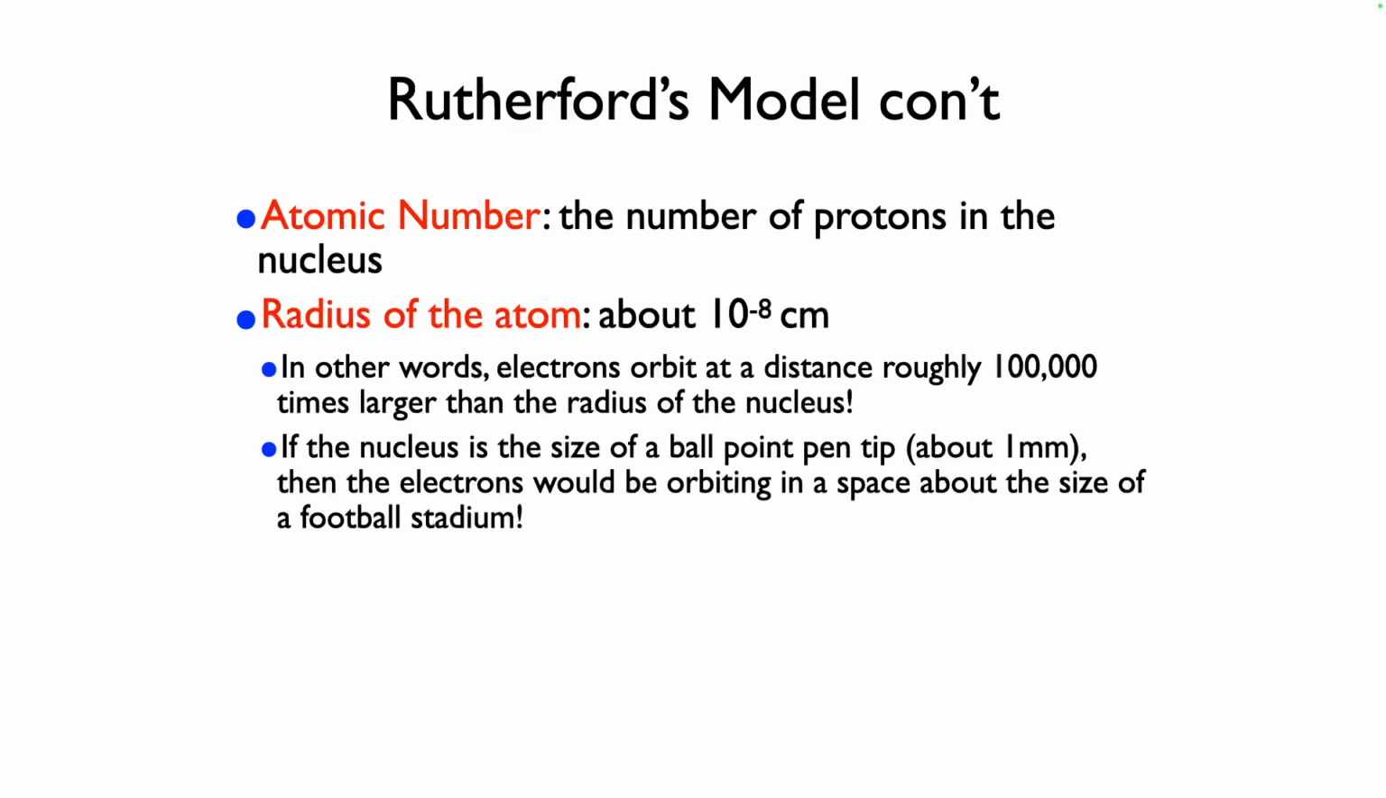if you're standing in the center of a soccer field or a football field, the midline, the 50-yard line, and that's your nucleus at the tip of your pencil, the closest electrons are going to be in the end zones, or where the goalies are. And the next closest are going to be like in the nosebleed section of the stadium. And everything in between is empty space.